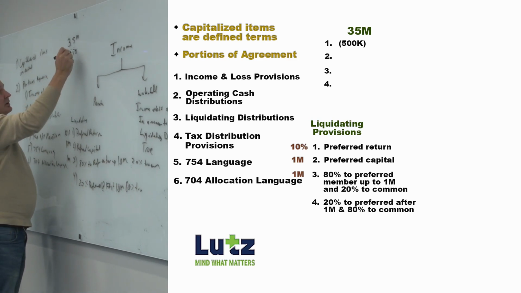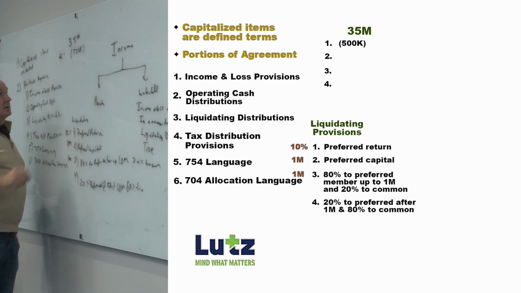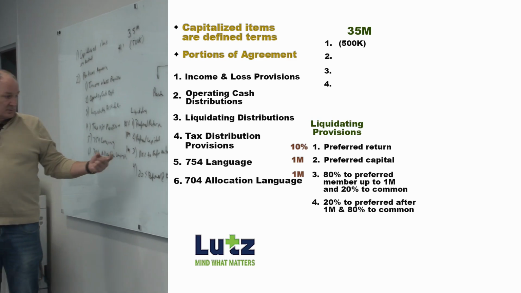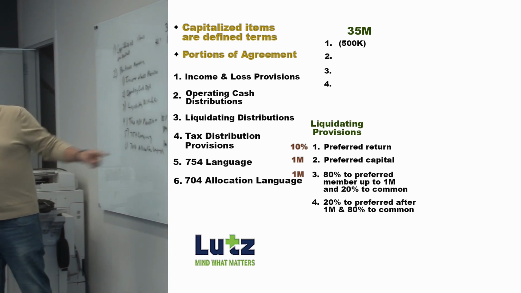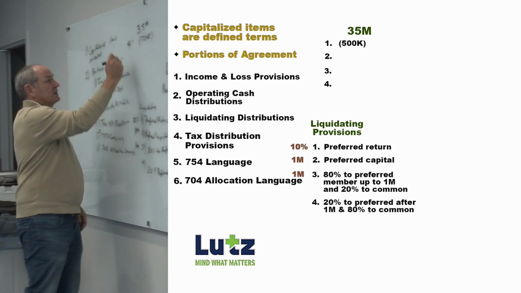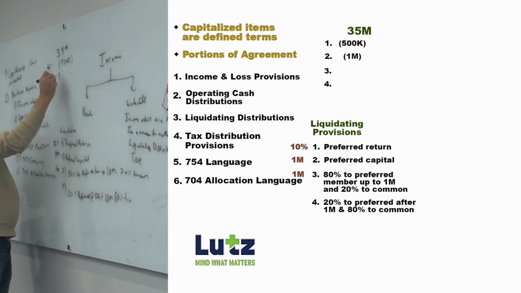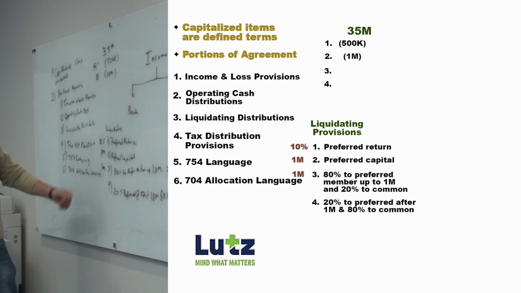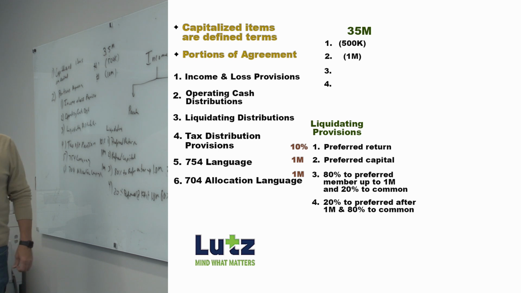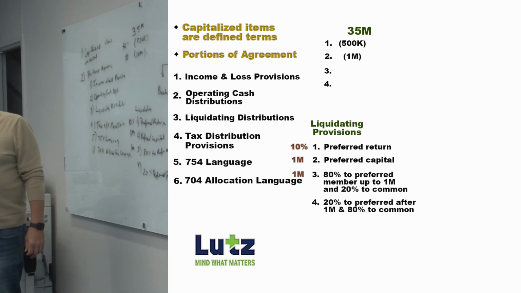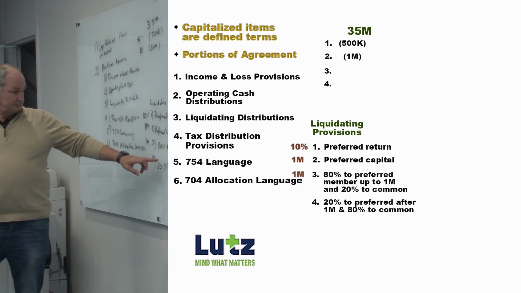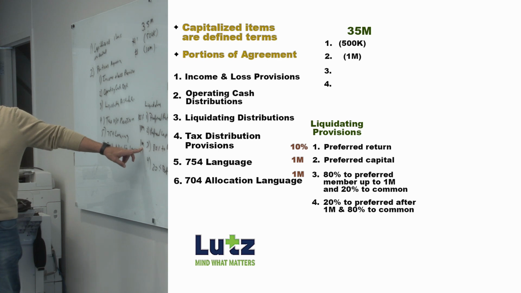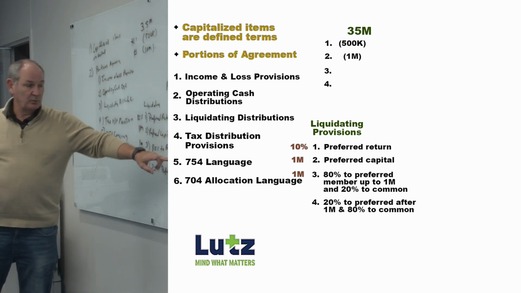Okay. 500K. So then the next piece is how much? The million preferred A capital. So number 2, we have to liquidate $1 million out to the preferred. Then what? 80%. It's going to be another $1 million. That's going to go 80% to preferred and 20% to common.